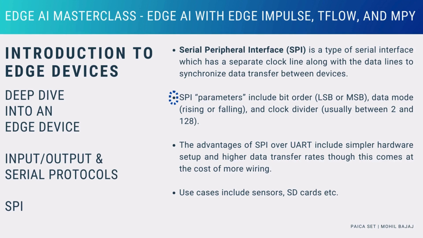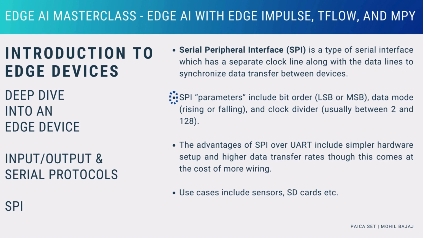Let's look at some terminology related to SPI now. The one which is common with the UART protocol is the bit order, which can either be LSB, or least significant bit first, or MSB, or most significant bit first. If you recall, LSB just means that the data is transferred from the rightmost bit to the left bit, and MSB means it is transferred from the leftmost bit to the right bit.